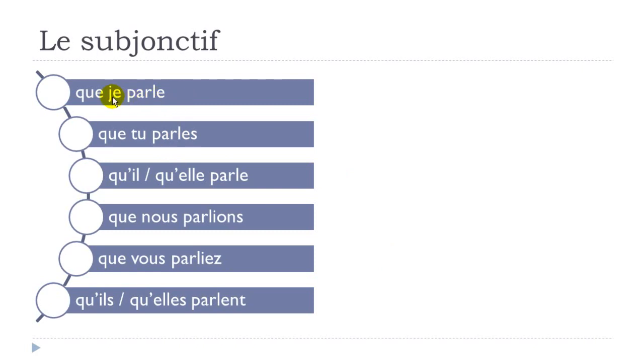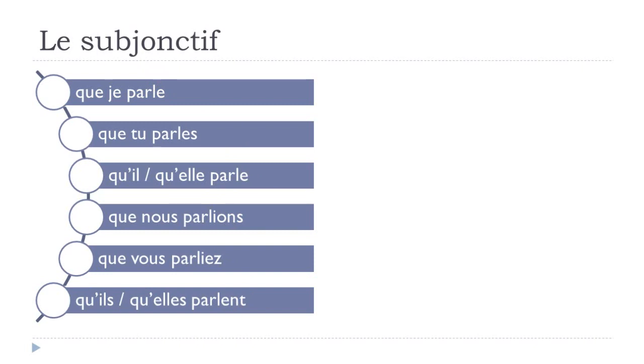And it's quite interesting because if you take the time to look at it, que je parle is exactly the same form as the present form. Que tu parles, same thing. Qu'il parle, qu'elle parle, exactly the same thing as the present form. Que nous parlions and que vous parliez, it's exactly the same thing as the imparfait. All right? So normally, and that's the thing, if you watched all the videos, especially the video concerning the present tense and the imparfait, well, you know this subjunctive form already.